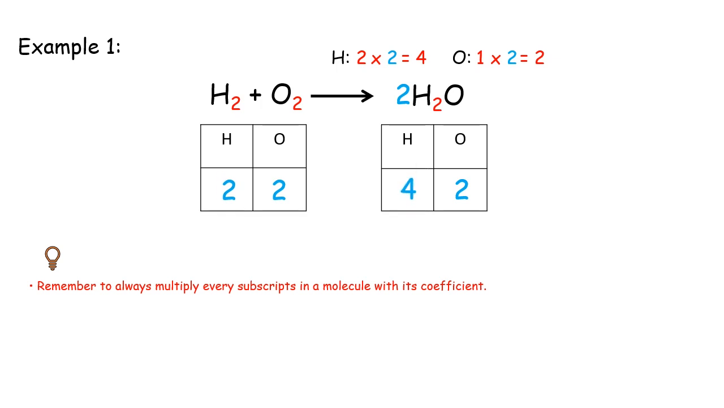We can balance that by multiplying the hydrogen molecule with a coefficient of 2, giving us 4 hydrogen atoms on the reactant side in a balanced equation.